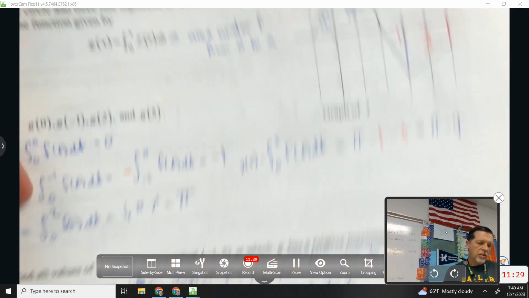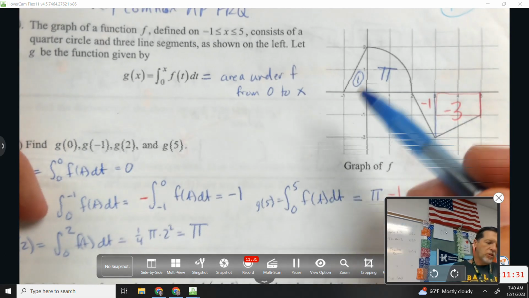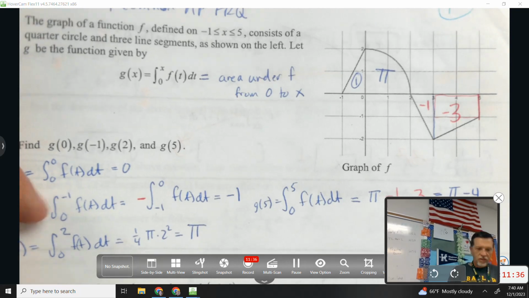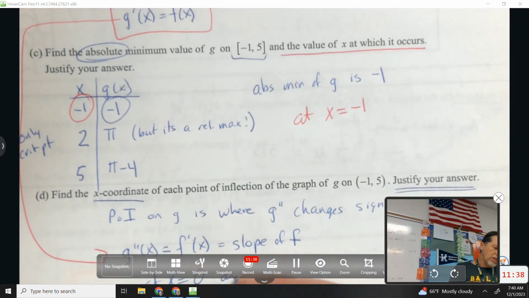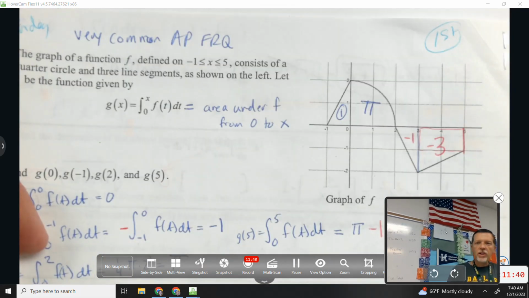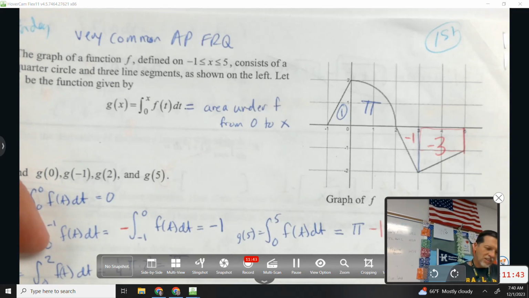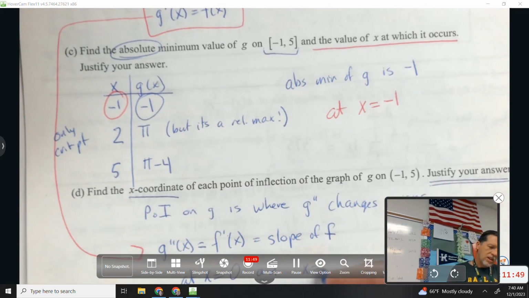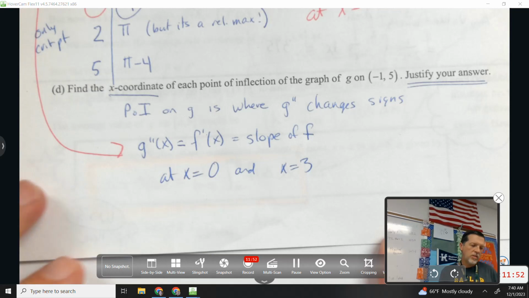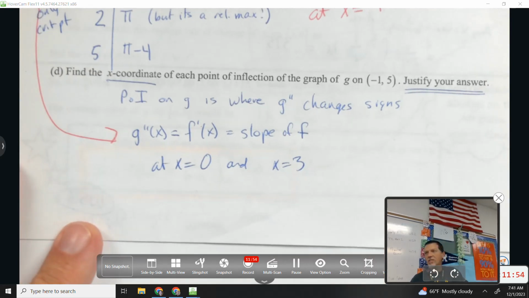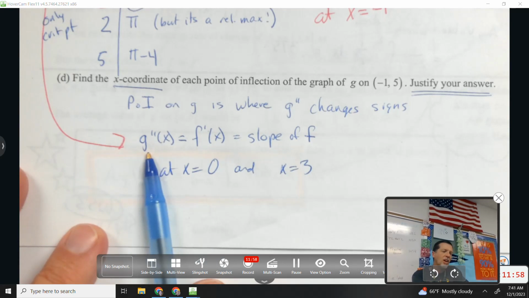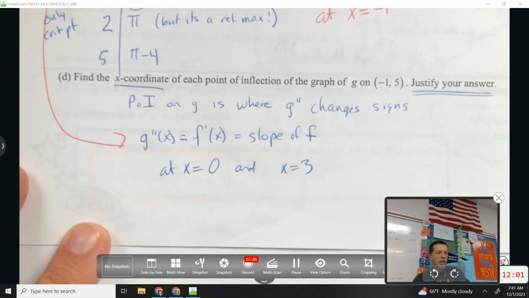So we look at our picture. Where's the first place that the slope of f changes signs? What x value? 0. So at x equals 0. Anywhere else the slope of f changes signs? At 3. So at 0 and 3, the slope of f changes signs, which means f prime changes signs, which means G double prime changes signs, which means we have a point of inflection.